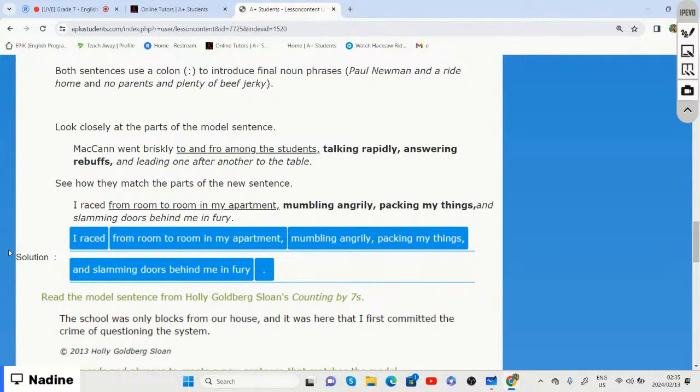So if we compare these, we see that the two are basically similar in meaning: to and fro among the students, as well as, in the new sentence, from room to room in my apartment.